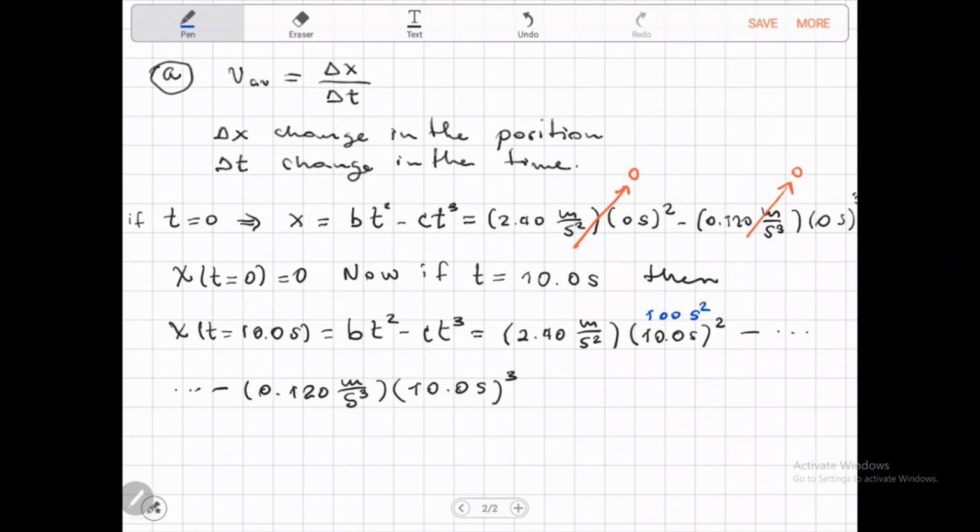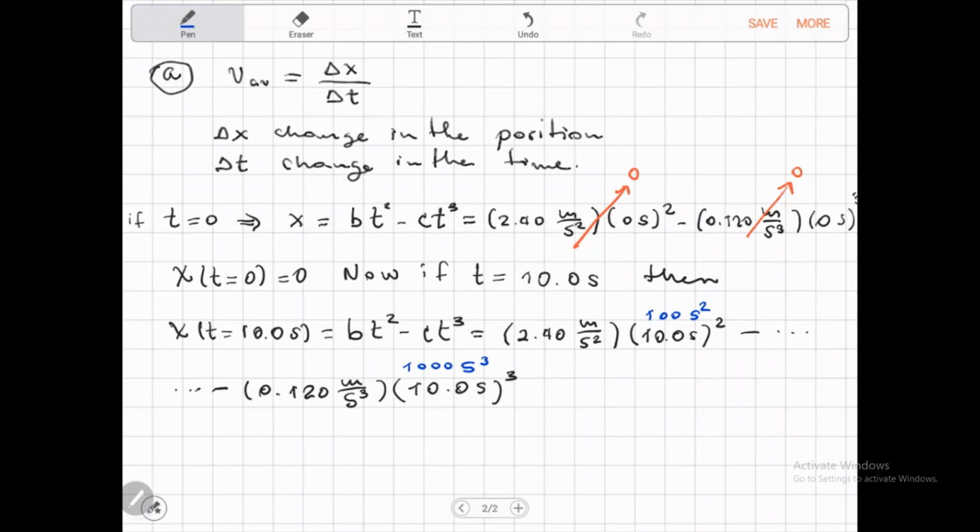Alright, the same situation here. 10 raised to the cube power is gonna be 1,000. Alright, so this is gonna be 1,000. We do the same with the unit. In this case, the unit representing the time is seconds, so second cube.